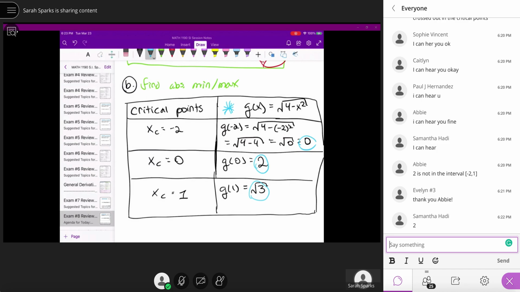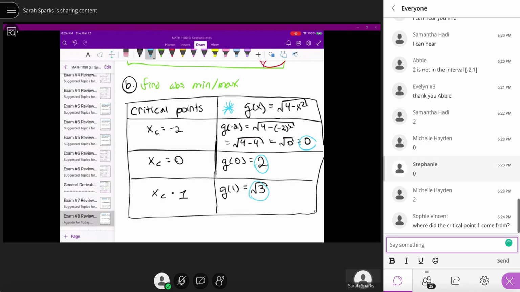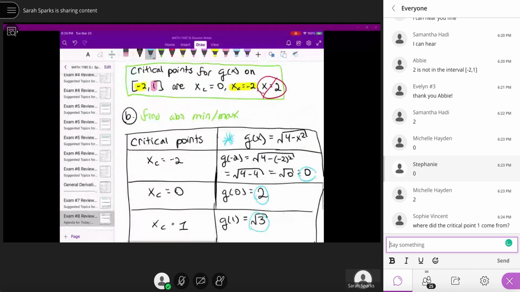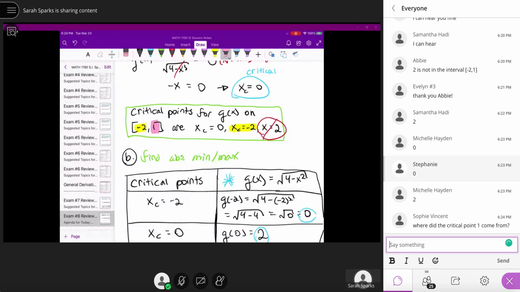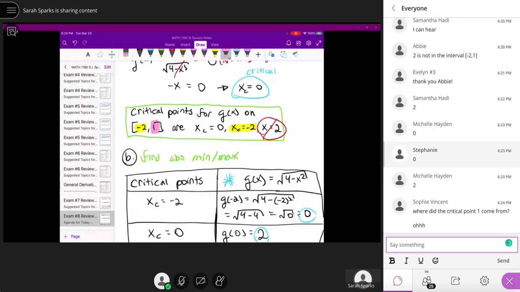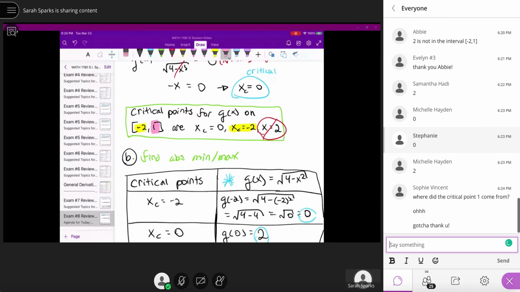The 0. Yeah, 0. And then what about our absolute maximum? Yeah, our maximum is 2. The critical point 1 came from the endpoints. Whenever we look for our absolute minimum and maximum, we also want to check our endpoints. It's just because a lot of times one of our endpoints ends up being a critical point, so it's just good to check them.